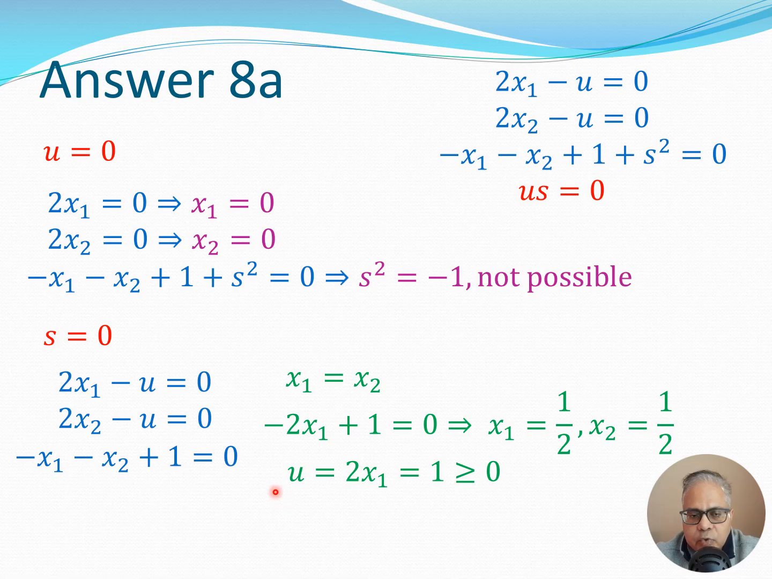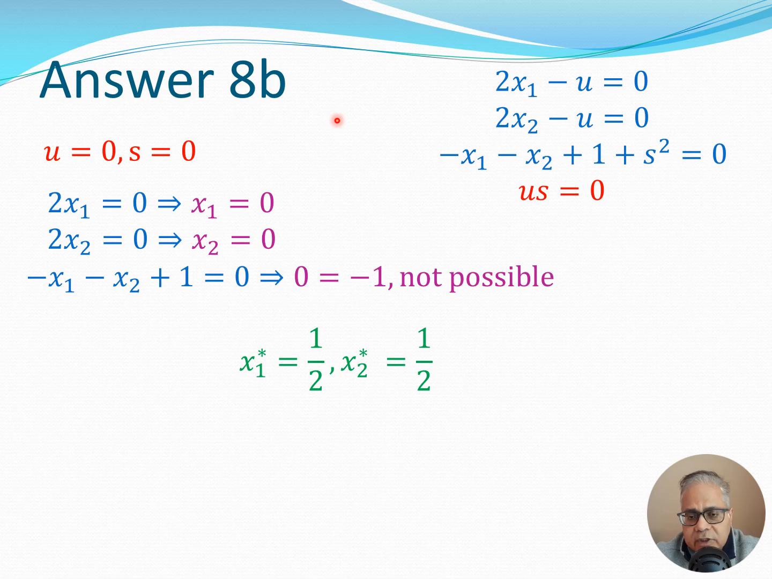So I have the solution here, x1 is half, x2 half. And what happens to u? u becomes 2x1 from this equation here. And since x1 is half, u becomes 1, which is greater than or equal to 0. So this set of numbers I have given in green actually satisfies the requirements for this problem, and so this is certainly a valid feasible solution, that is x1 is half and x2 is half. And in this case, because s is equal to 0, the inequality constraint is satisfied as an equality at the optimal point.